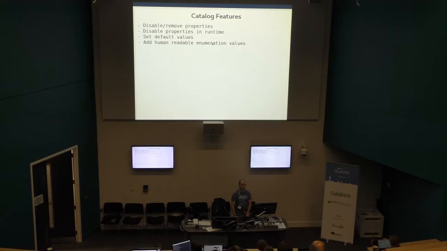There are a lot of different features. You can disable and remove properties. Let's say there's a property in your class that doesn't make sense for the user to change. You can disable it. Or if there's something that you want the user to change, but you don't want it to be set at runtime, you can also disable it for the runtime. You can set defaults and a lot of different things.